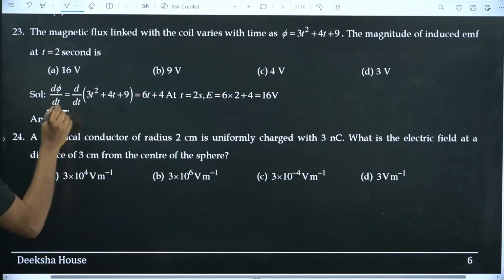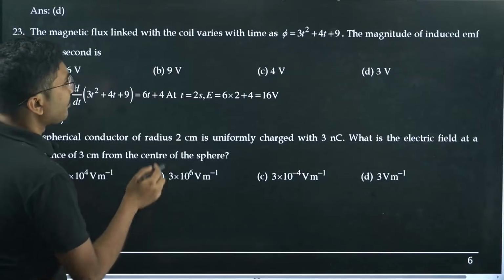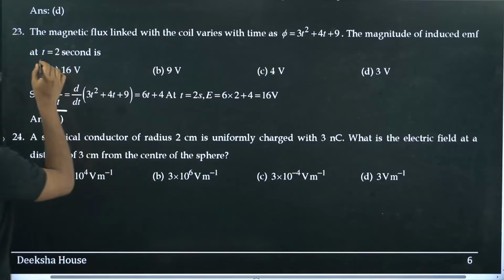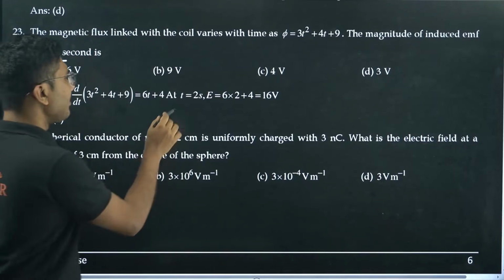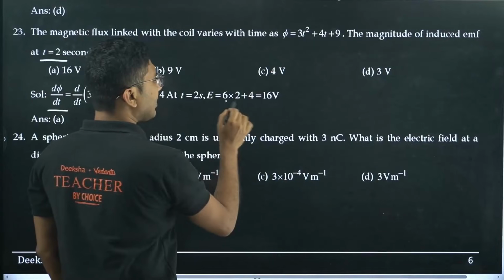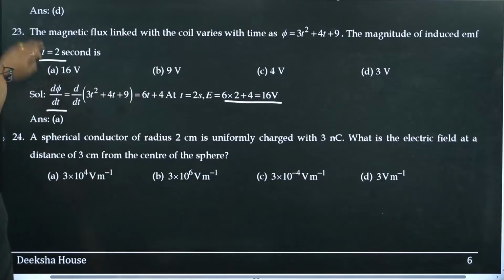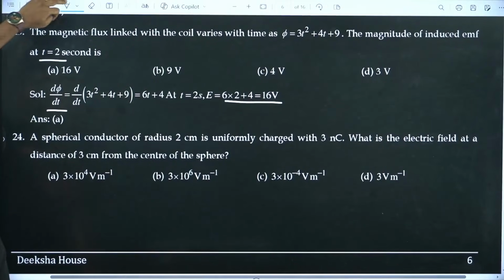Simply just differentiate it, and from there you will have to calculate. The time is given here, 2 seconds. Put the time t equals 2 seconds and you calculate the voltage. Very easy question. Okay, differentiation, simple differentiation.